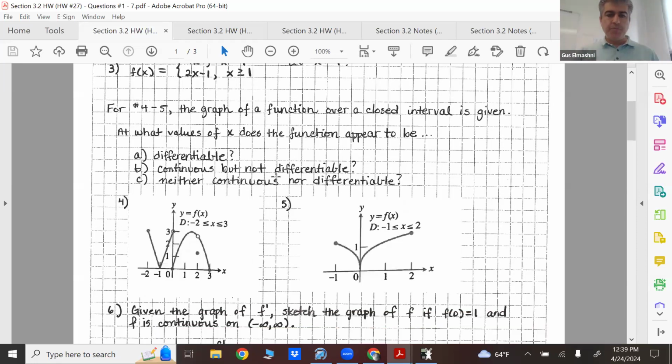4 and 5. That's pretty easy, just looking at the graph. Tell me where it's differentiable, tell me where it's continuous but not differentiable, tell me where it's neither continuous nor differentiable. Okay, go ahead.